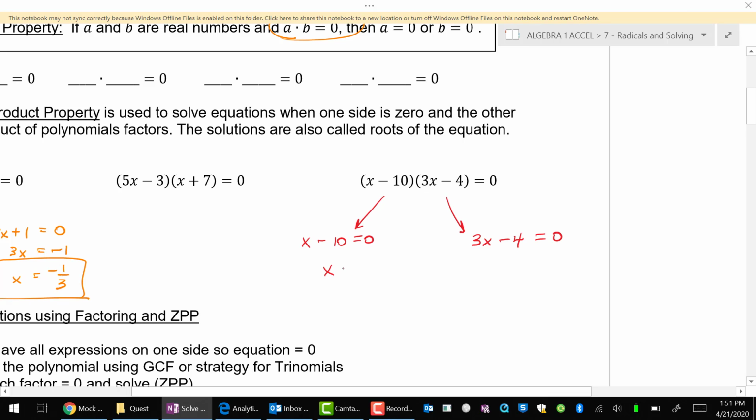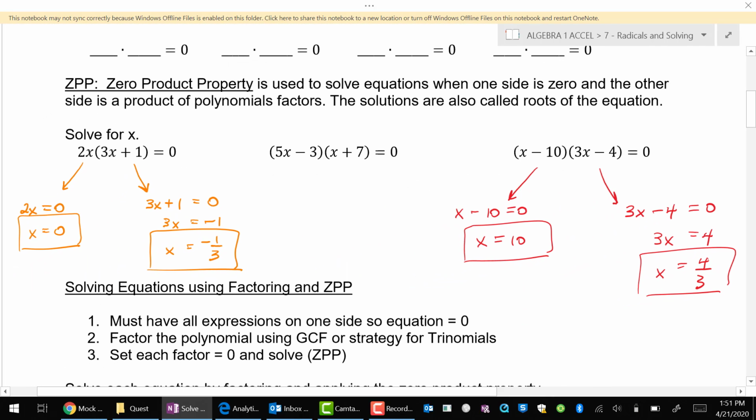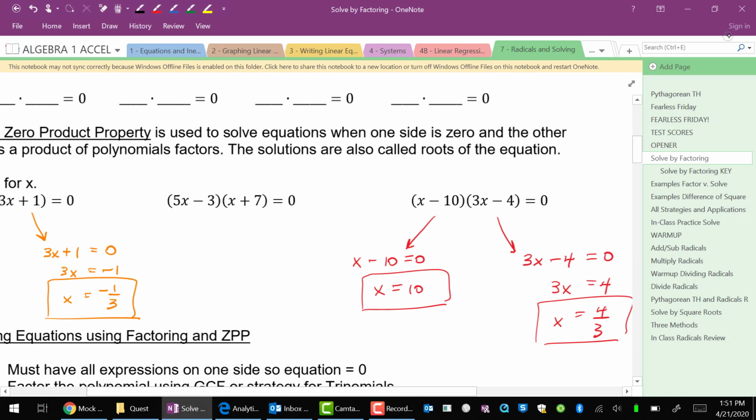On the left over here, x is going to equal 10. Over here, add 4, and then divide by 3 to get a solution of 4/3. So again, two answers, x equals 10 or x equals 4/3. I want them both because both could be true for x to equal in order for the equation to be true. So those examples are some of the most basic because the problems have already been factored for you in the equations.